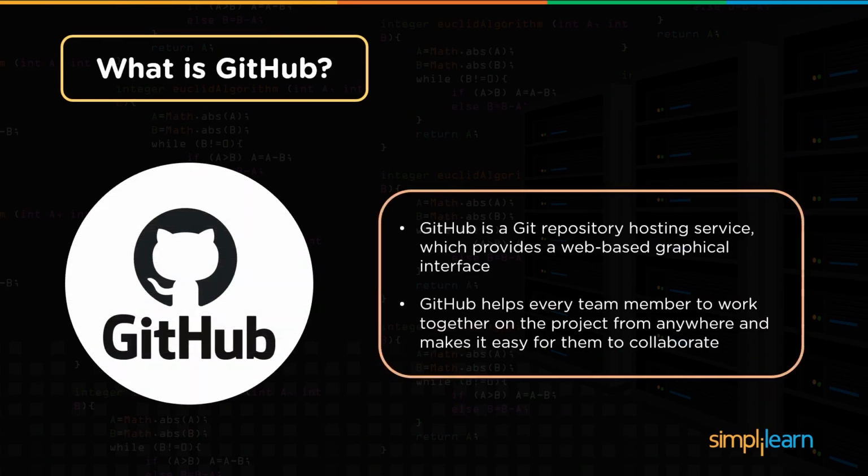GitHub is a service hosted on the web where all the projects are stored. Every project on GitHub has its own repository and its unique URL. GitHub provides a graphical interface to store the files and helps team members to coordinate on the project from anywhere. GitHub provides several access control and collaboration features like wikis and basic task management tools for every project.